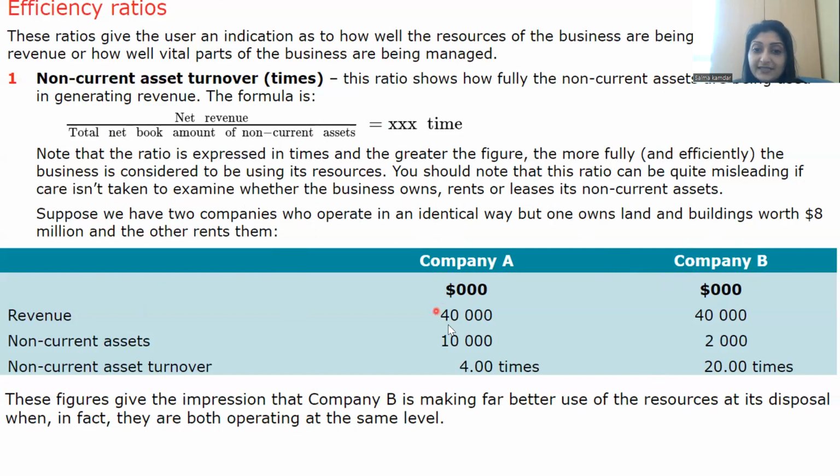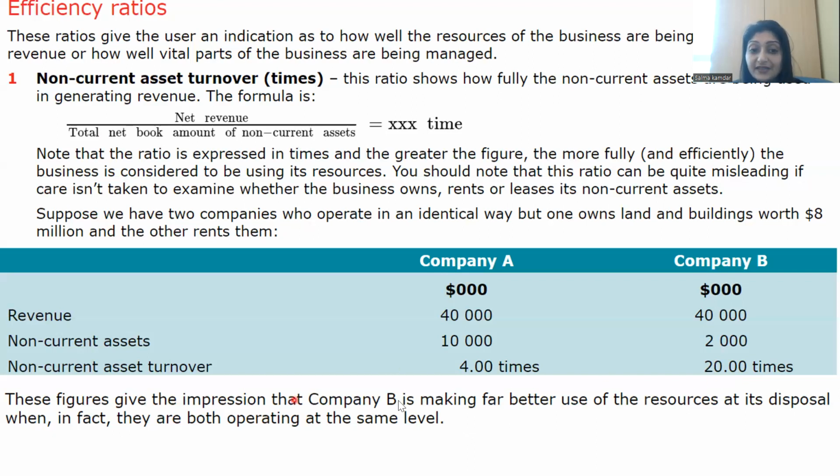Revenue that is generated by company A is 40,000. Revenue generated by company B is the same. But the non-current assets that we have for company A is 10,000 and company B is 2,000. If I take the non-current asset turnover ratio, that means the revenue divided by the non-current assets, I get the non-current asset turnover ratio as 4 times here and 20 times over here.